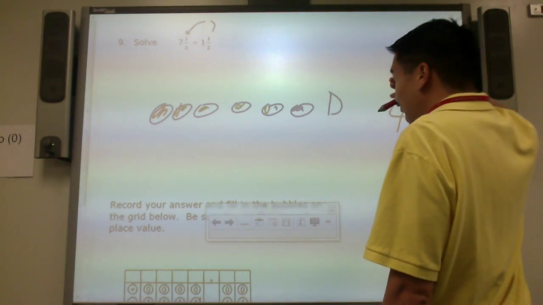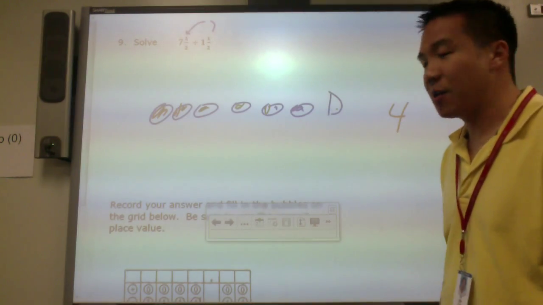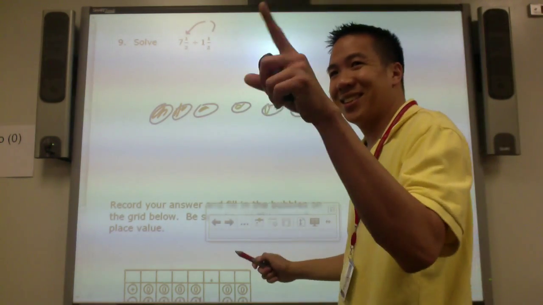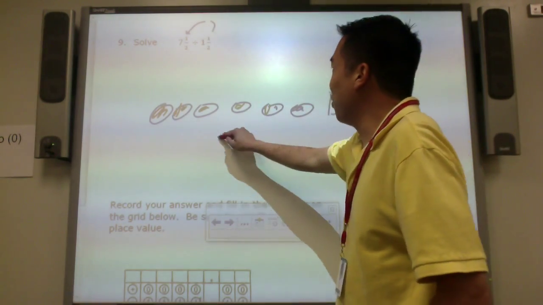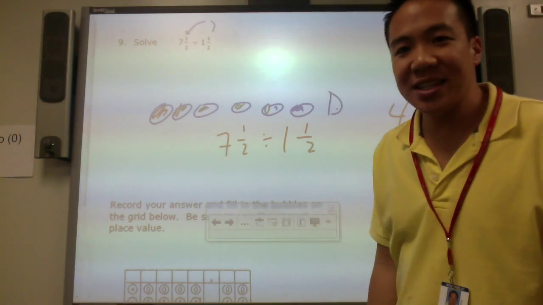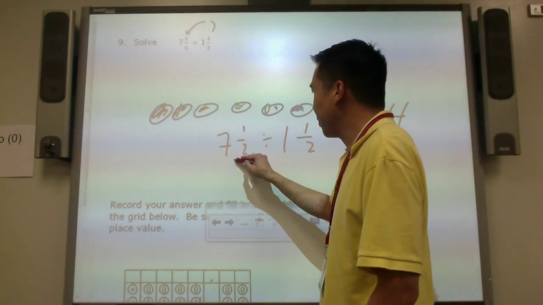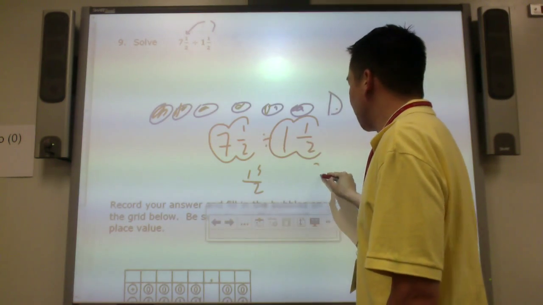So how many 1.5 go into this half? So we know it's going to be 4 and something. So 7 and 1/2 divided by 1.5. So turn this into an improper fraction. 7.5 becomes 15 halves. 1.5 becomes 3 halves.